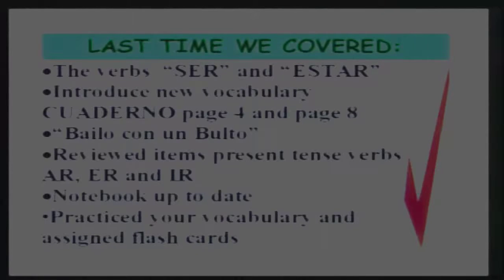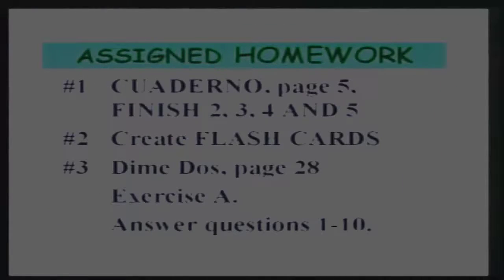We reviewed the present tense verbs AR, ER, and IR, regular verbs. We reviewed bringing your notebook up to date. We practiced your vocabulary, and we taught you how to do flashcards. We gave examples on how to do the homework for this week.